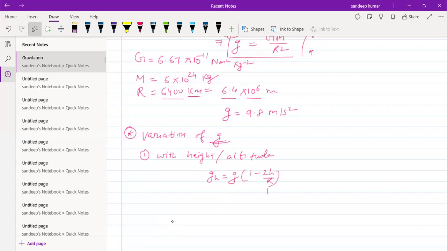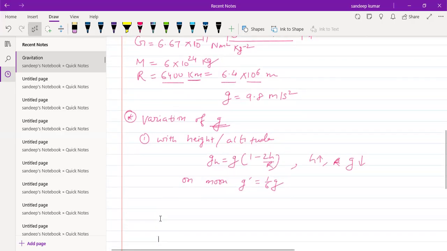This is the expression. 1 minus something is less than 1, right? So we can see from this expression, if height increases, acceleration due to gravity decreases. Generally, children, on the moon you have to remember, acceleration due to gravity g' is 1 by 6 times g. So obviously weight also decreases on the moon. Yes or no? So this is one expression that you should know.